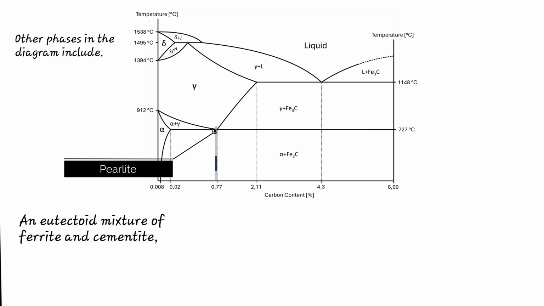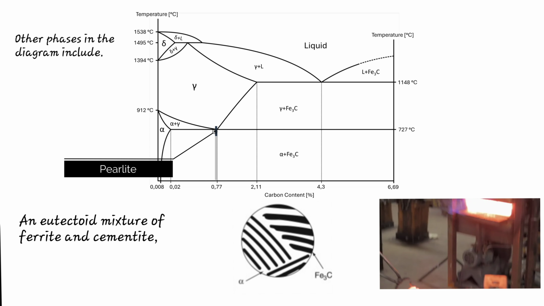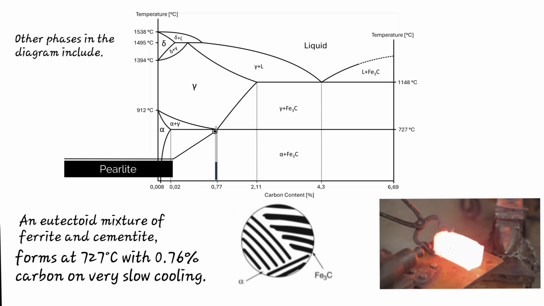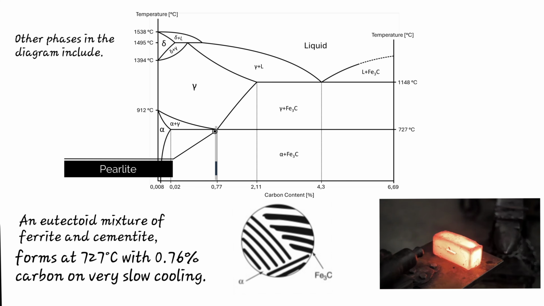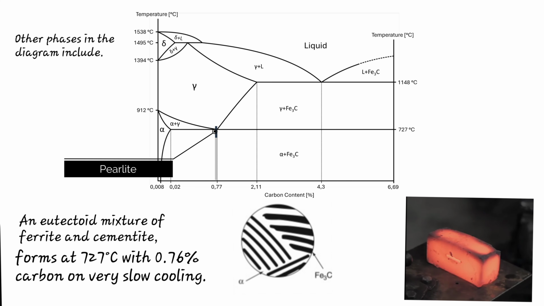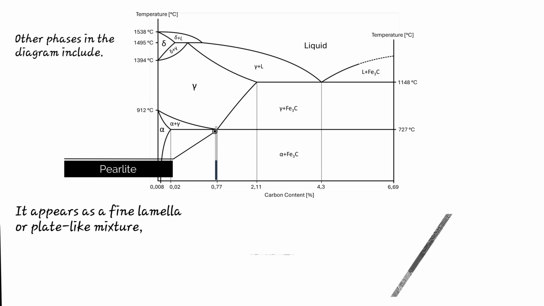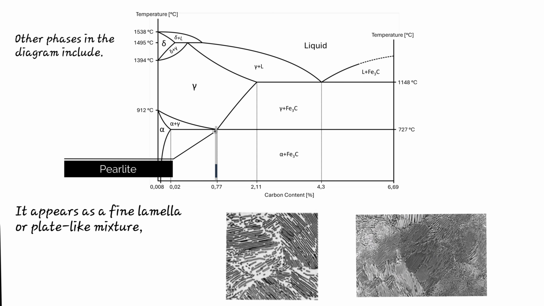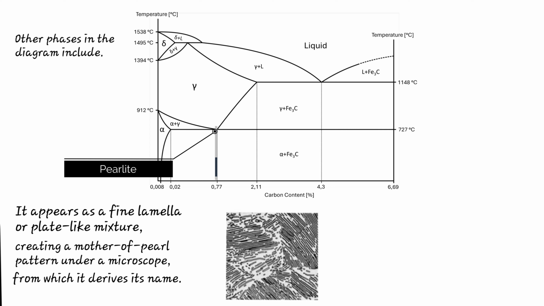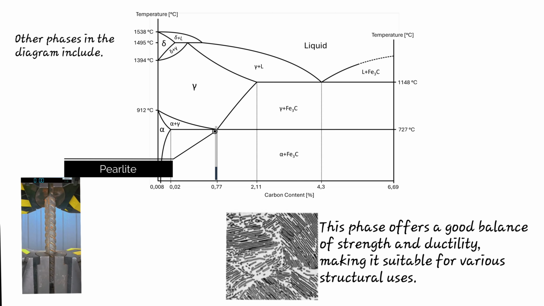Pearlite, a eutectoid mixture of ferrite and cementite, forms at 727 degrees Celsius with 0.76% carbon on very slow cooling. It appears as a fine lamella or plate-like mixture, creating a mother-of-pearl pattern under a microscope, from which it derives its name. This phase offers a good balance of strength and ductility, making it suitable for various structural uses.